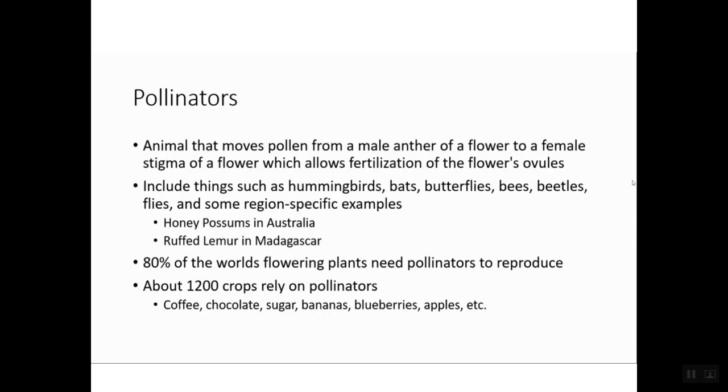And about 1,200 of the crops that we rely on need pollinators to grow. These are things like coffee, sugar. I listed some of the more popular ones here. But yeah, coffee and chocolate, pretty big ones.